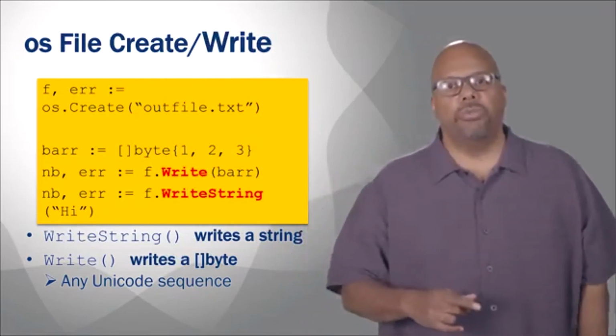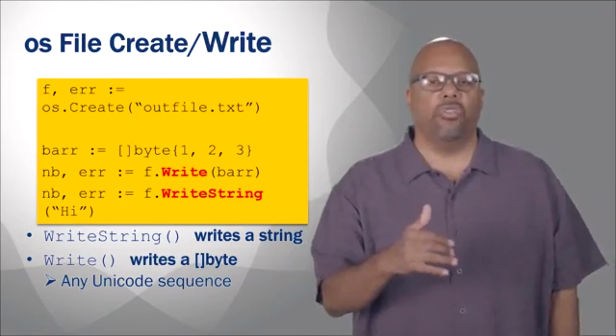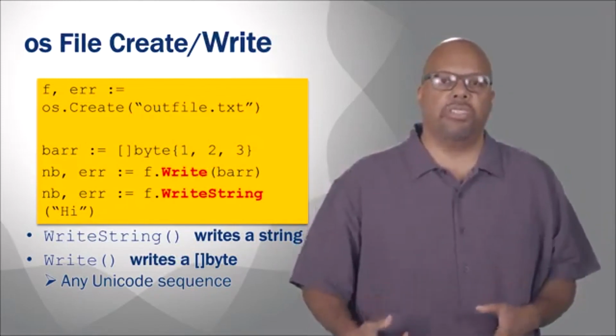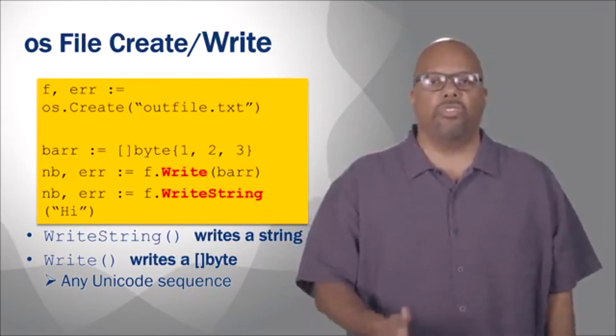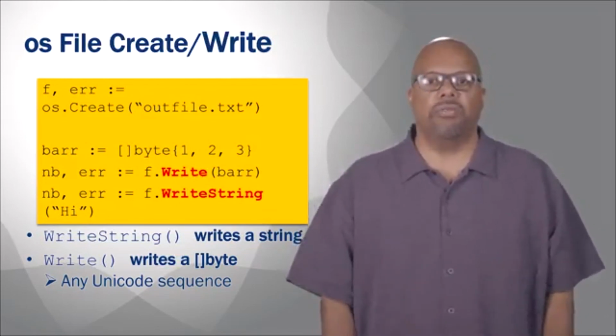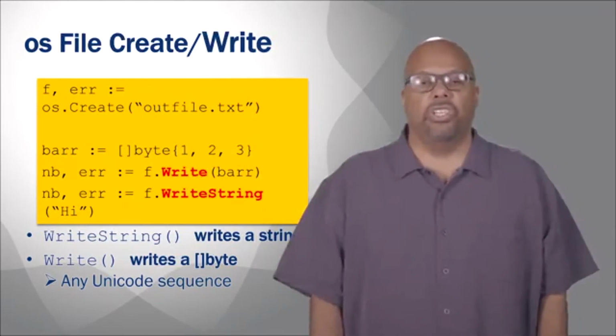Now, another thing that we can do, there's another function for writing called WriteString. That takes an entire string. Instead of a byte array, it takes an explicit string and writes that. So you can call WriteString with "hi" or something like that, pass it a string, and it writes that into the file, which has to be a Unicode sequence.